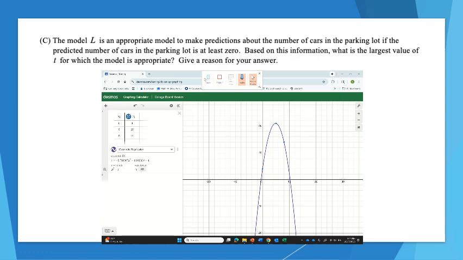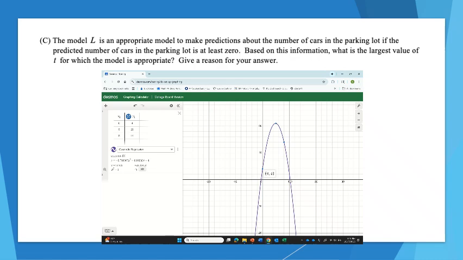So the Model L is an appropriate model to make predictions about only if the number of cars in the parking lot is at least 0. This makes sense, right? We can't have negative cars in the parking lot. And so, what's the largest value of t? What's our largest x value for which the model is appropriate? So if we take a look at our graph, our model starts with 4 cars in the parking lot. It then increases and then decreases, and then around here, this 0 is where it will now start not being appropriate because we have negative cars in the parking lot and that doesn't exist.